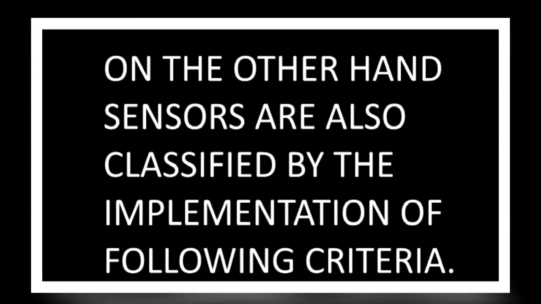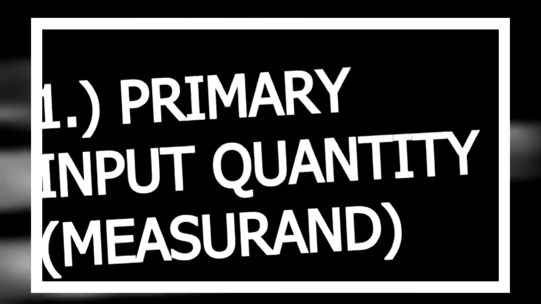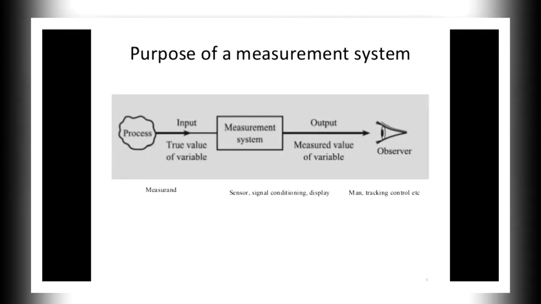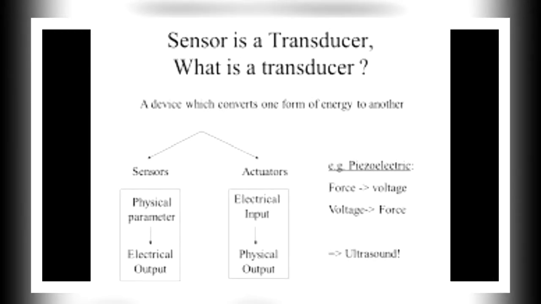On the other hand, sensors are also classified by the following criteria. 1. Primary input quantity measurement. It is a terminology which can be described as an object being measured, or a physical quantity or property which is measured. 2. Transduction principles, using physical and chemical effects. For example, a device that converts electrical energy into mechanical energy can be referred to as a transduction process.